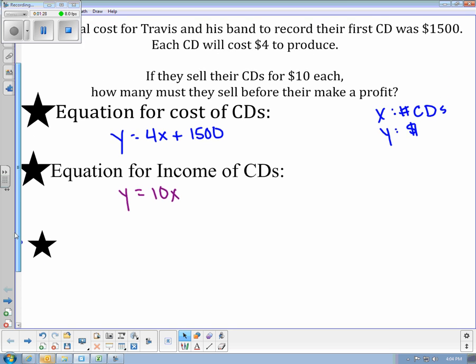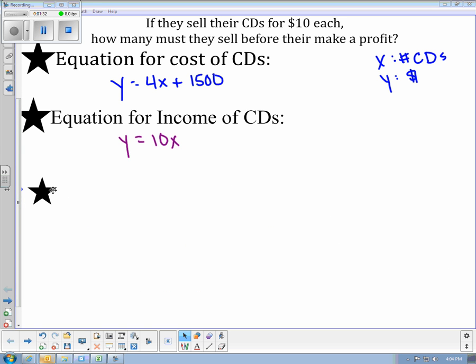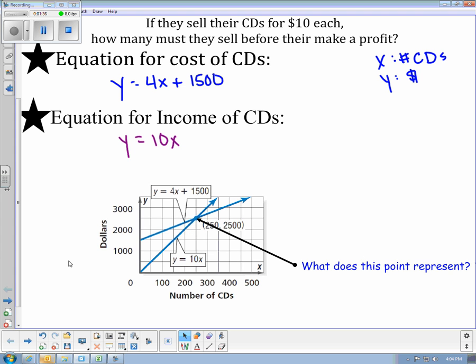Now you can see on your notes page that you're given the graph of these two equations put on a coordinate plane. It's right here. So if we look at the graph of these two equations, you've got both lines. Here's the 4x plus 1500 line. That's this one right here. You can see the equation. And the bottom one is the 10x line. So that's the equation for income. This one up here was the equation for cost.